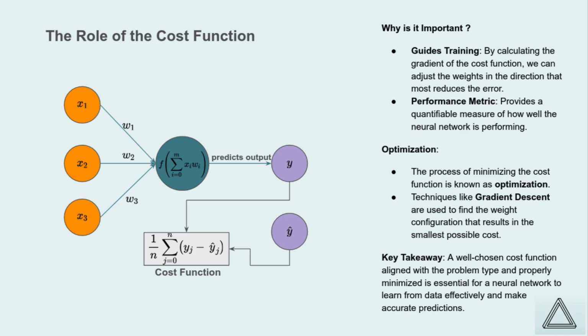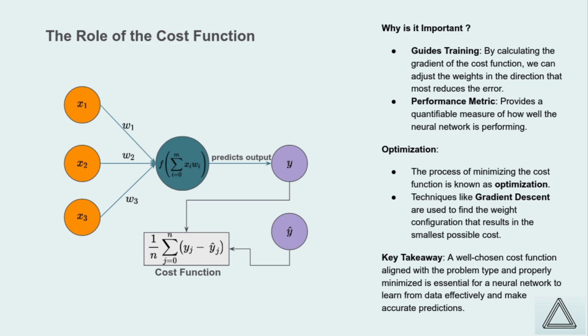It serves multiple purposes. Guides training. It acts as a beacon for the training process. By calculating the gradient of the cost function, we can determine the direction in which to adjust the weights, w_i, to decrease the error. This gradient points to the steepest ascent in the loss landscape, and by stepping in the opposite direction, we can find the path towards the lowest error.